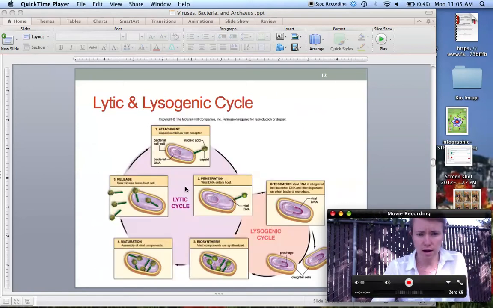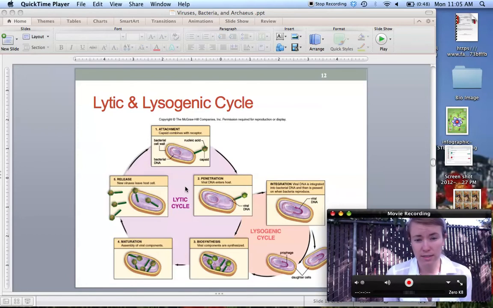So here's the image from your textbook. The lytic cycle has 5 stages. The first one is attachment, when the virus actually comes along, finds the proteins on the host cell's cell membrane and attaches to the receptor. Then the second step is penetration, where the viral DNA enters the host cell. So this is where it's actually injecting its DNA or its RNA into the host cell.